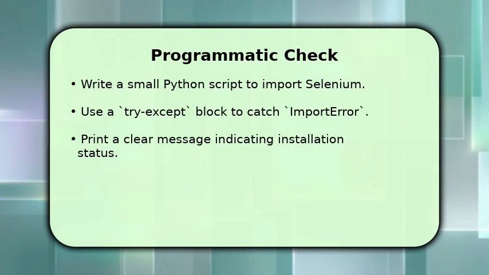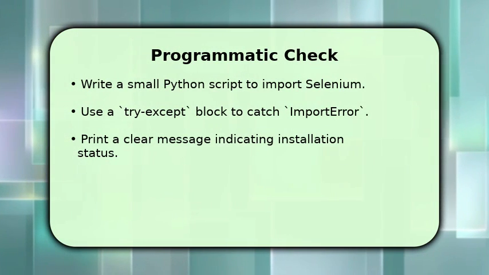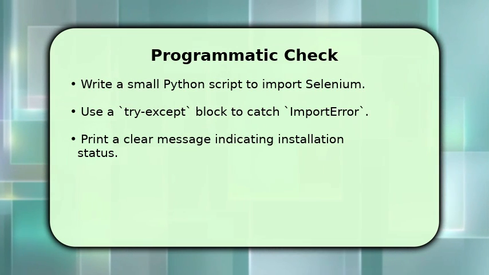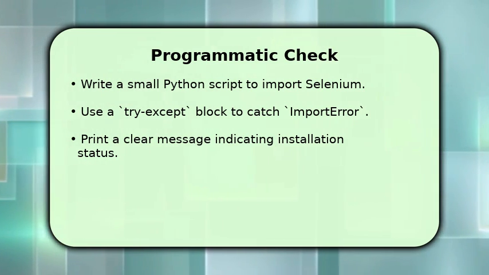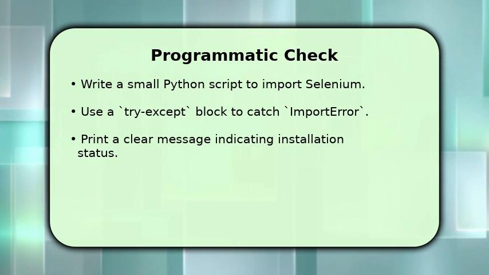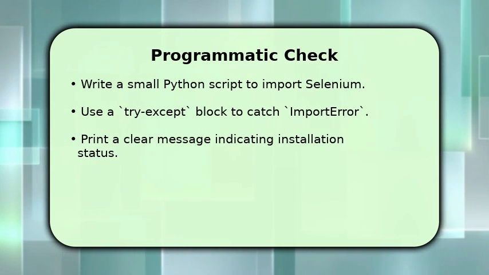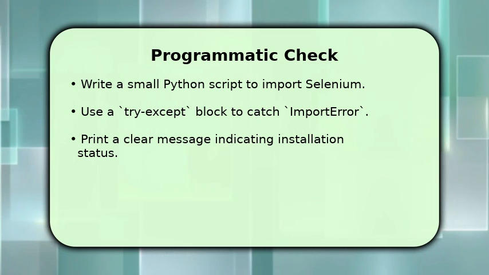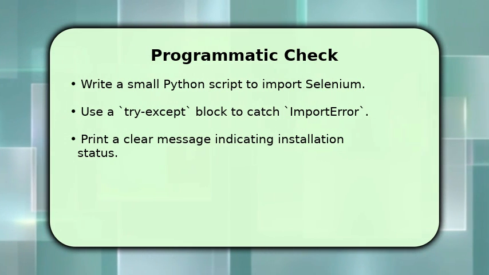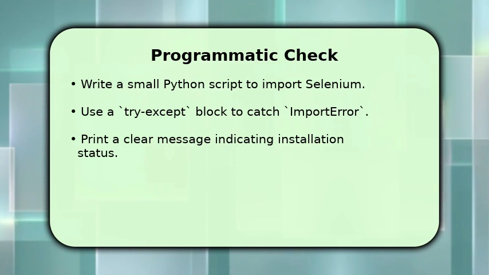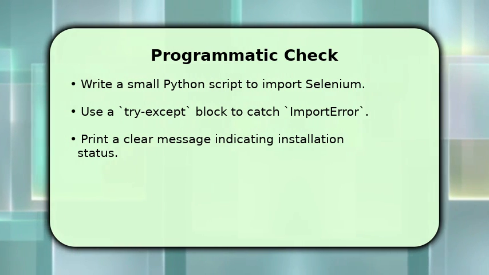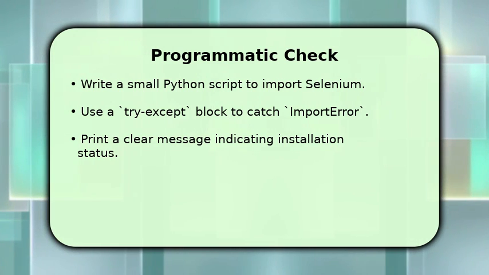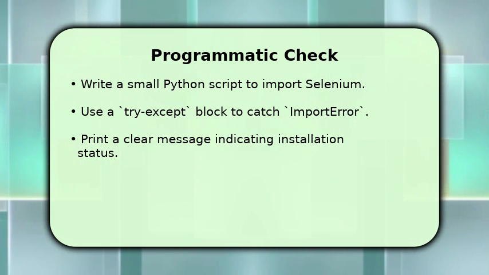For a more integrated approach, especially within your projects, you can perform a programmatic check. Create a small Python file and include a try-except block. Attempt to import Selenium within the try block. If an import error occurs, catch it in the except block and print a message indicating Selenium is not installed. Otherwise, print a success message. This method is excellent for automated setup verification.